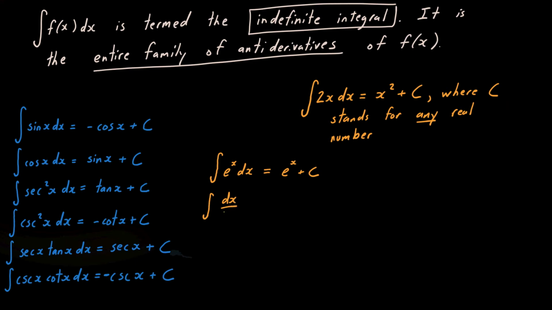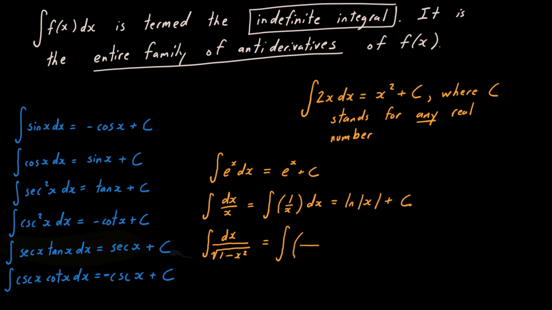And what about stuff like this? How about stuff like this? dx over x. The trick for that is to rewrite it as 1 over x dx. And the derivative of the natural log of the absolute value of x is 1 over x, so that is our antiderivative on the right.